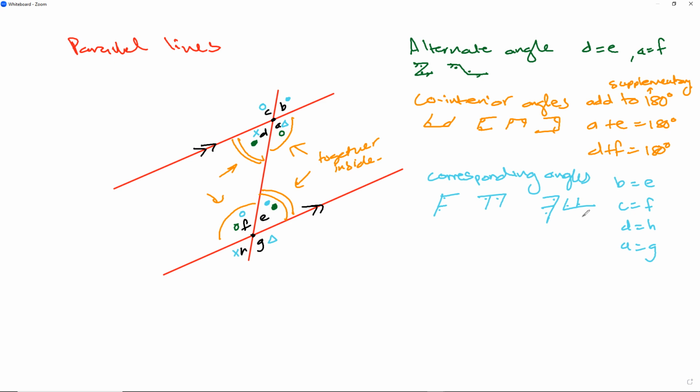All right. Corresponding, co-interior, and alternate, those are your parallel line angles, the main ones. That's actually all of it. So we've got only one of them which adds up to 180. The other two are equal. Alternate angles are equal. I'll just make a note of that. And the other one adds up to 180. So equal, adds to 180, and equal. Corresponding angles are equal.